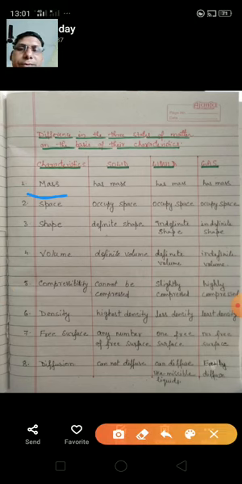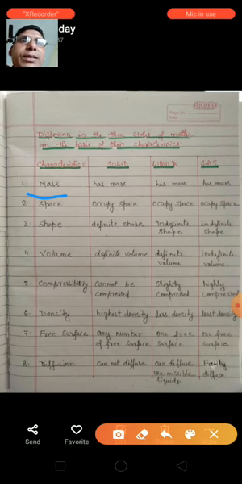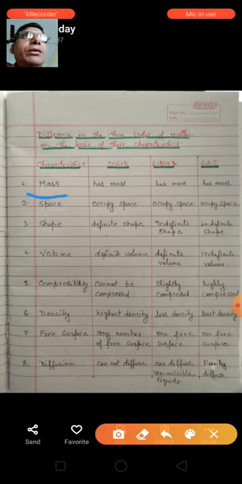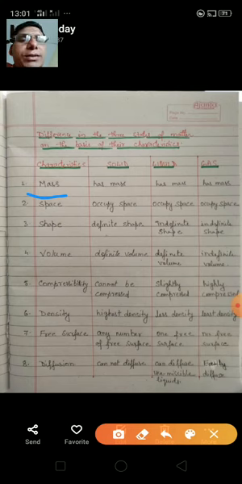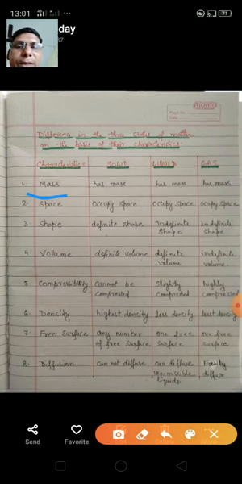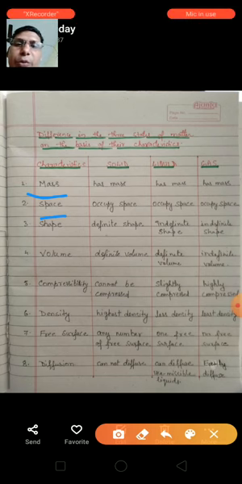Mass. I think all of you know what is mass. Mass is the amount of matter contained in a body, or quantity of matter. And we have studied all matter has mass. So solid has mass, liquid has mass, gas has mass. Space. All the states of matter occupy space. So solid also occupies space, liquid occupies space, gas occupies space.